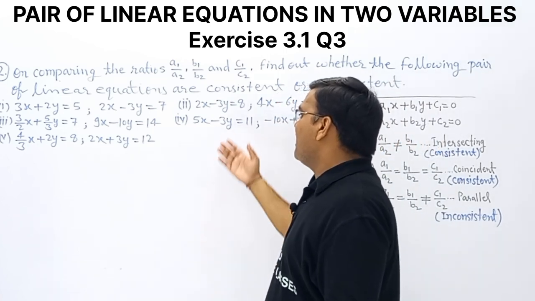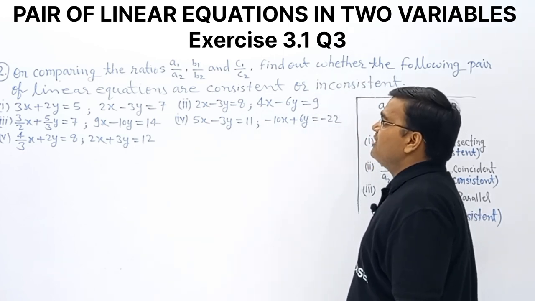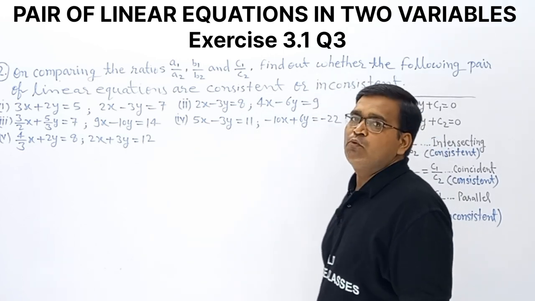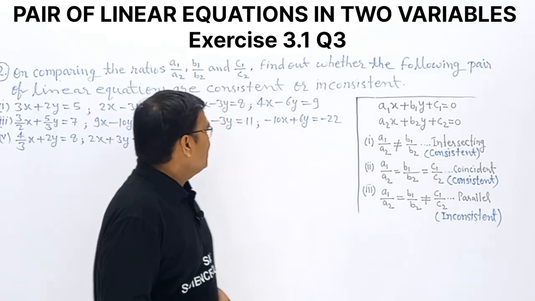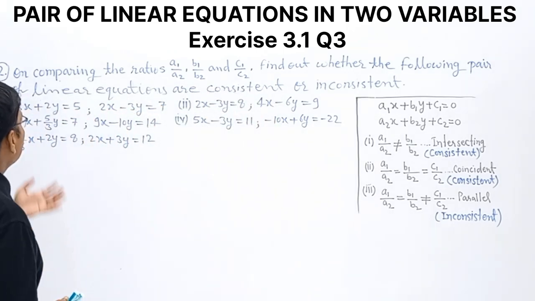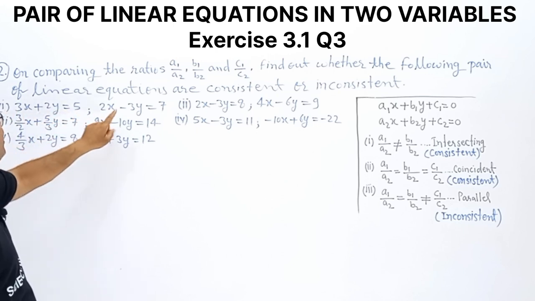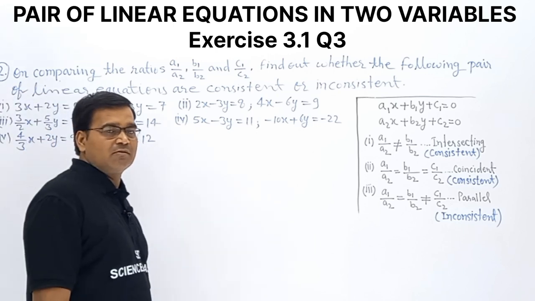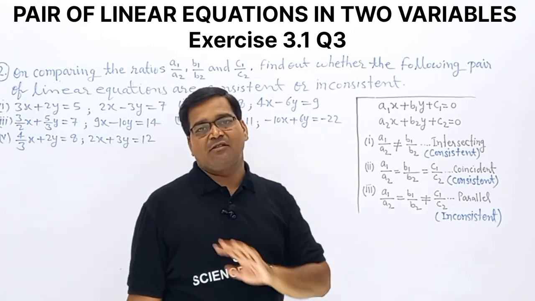We are having 5 questions. These are the pairs of linear equations for which we want to find which one is consistent and which one is inconsistent. So how will we solve these equations? We are having pairs of linear equations. Each question is having two linear equations of two variables.